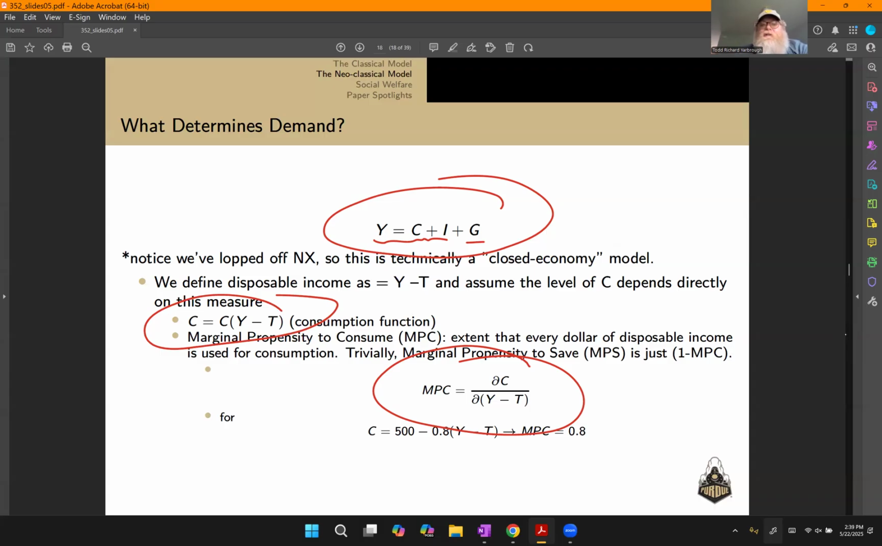You're actually going to be doing this in the first problem set. So if we have a consumption function like this, C equals 500 plus 0.8 times (Y minus T), then marginal propensity to consume is just going to be this particular coefficient.